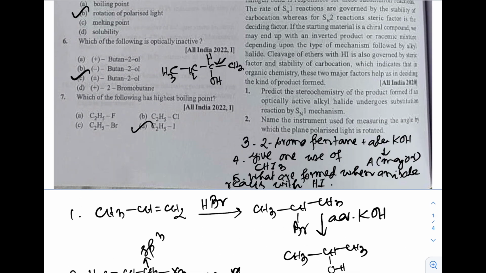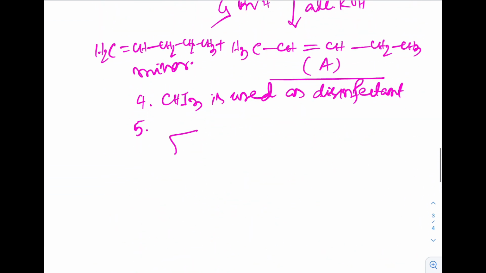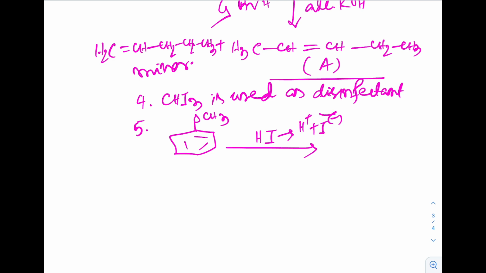Next, question 5. What is formed when anisole reacts with HI? Anisole means methoxybenzene. So it will give phenol plus methyl iodide.